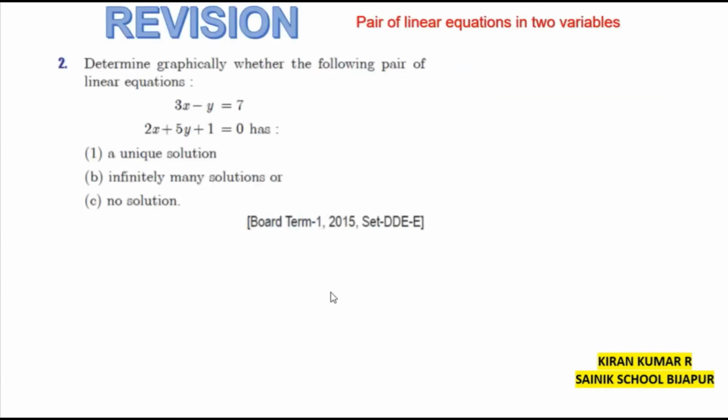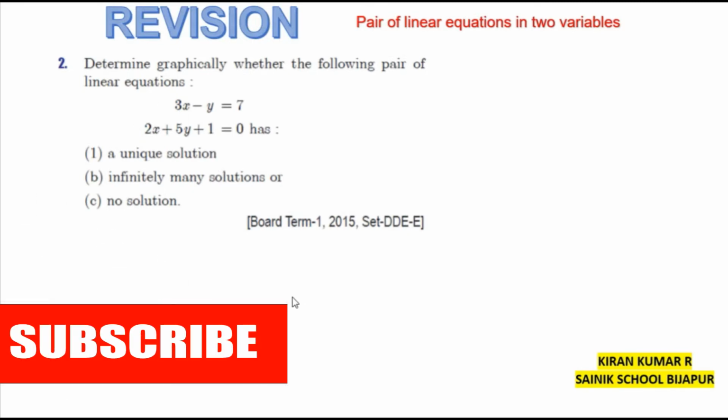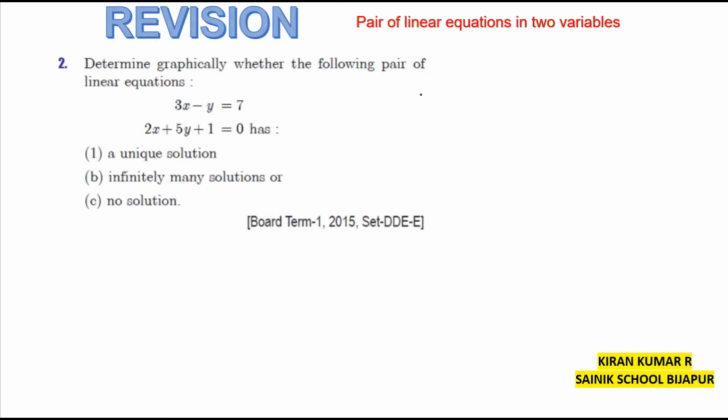Now the second question in long answer type. Determine graphically whether the following pair of linear equations, 3x minus y equal to 7 and 2x plus 5y plus 1 equal to 0, has a unique solution, infinitely many solutions, or no solution. We have to determine this graphically.